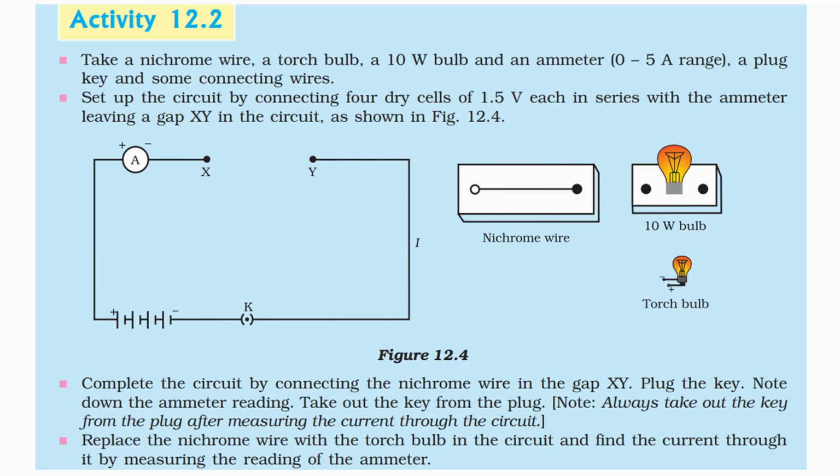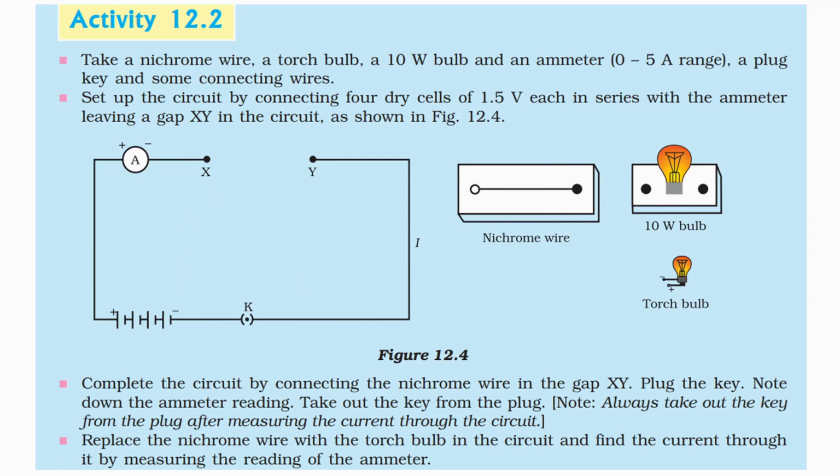First we complete the circuit by connecting the nichrome wire in the gap XY. Plug in the key and note down the reading in the ammeter. There will be some current flowing with the nichrome wire completing the circuit by connecting X and Y. What is peculiar about nichrome wire? That nichrome wire is an alloy and is a good conductor. So there will be some reading.